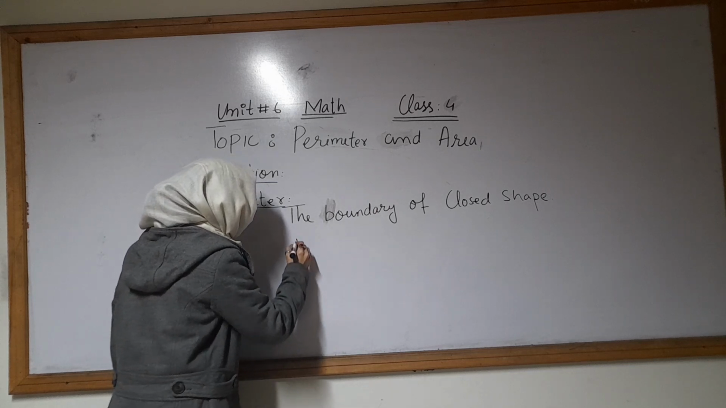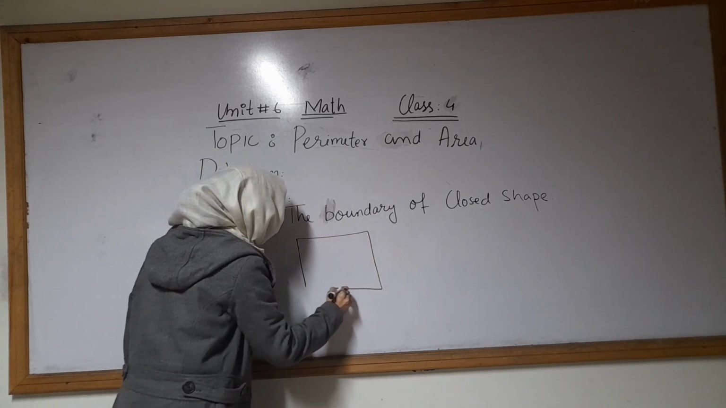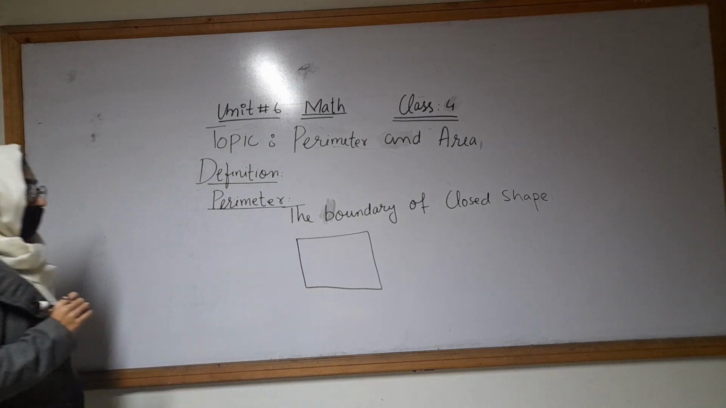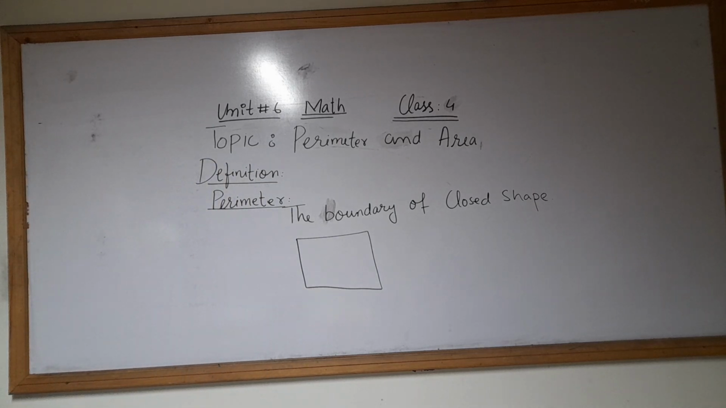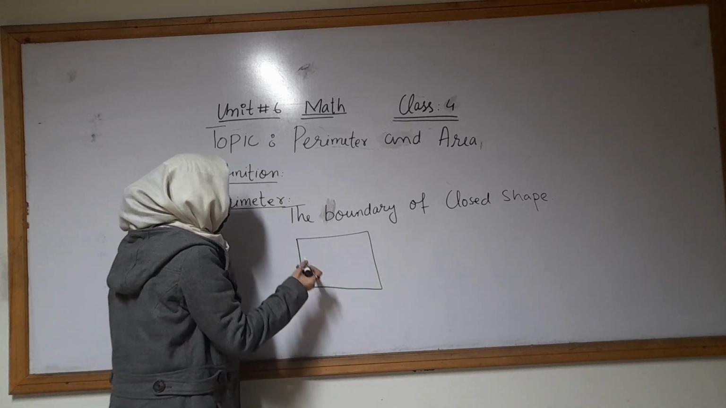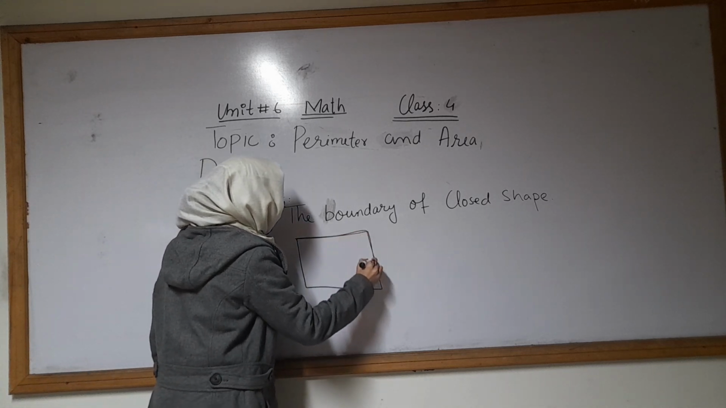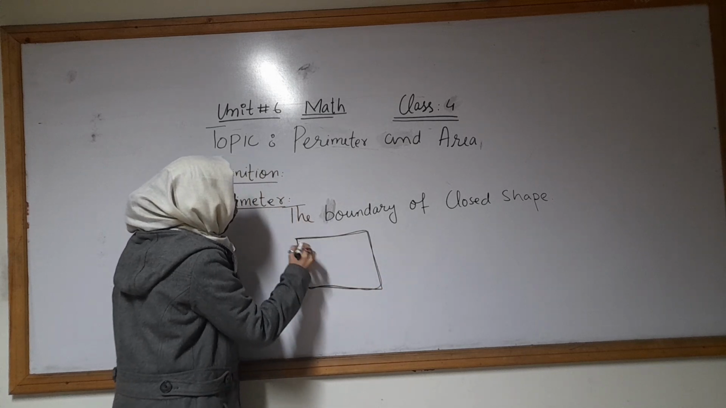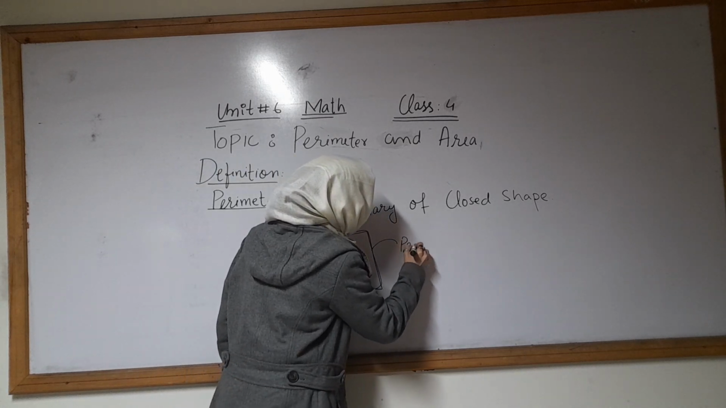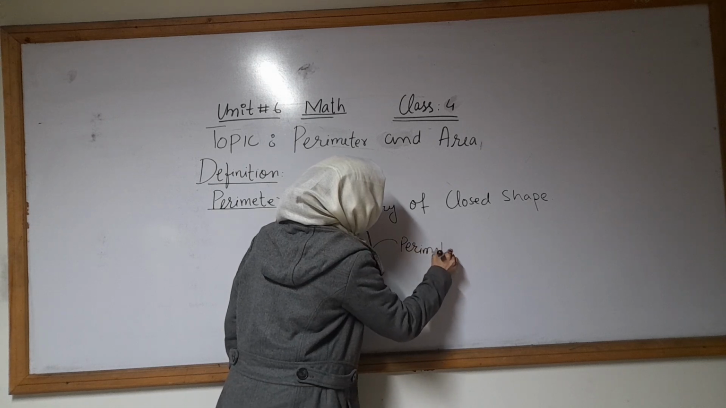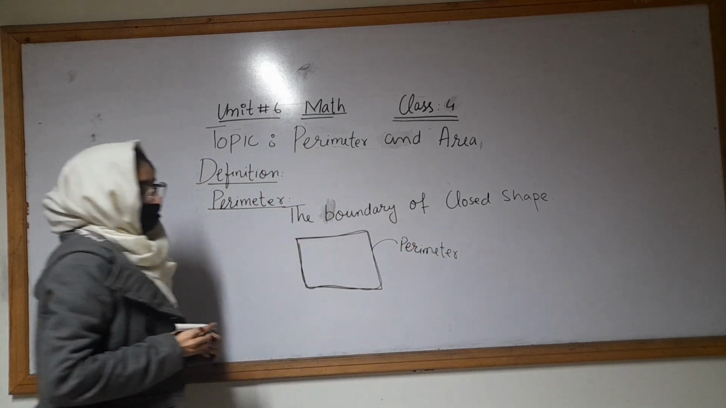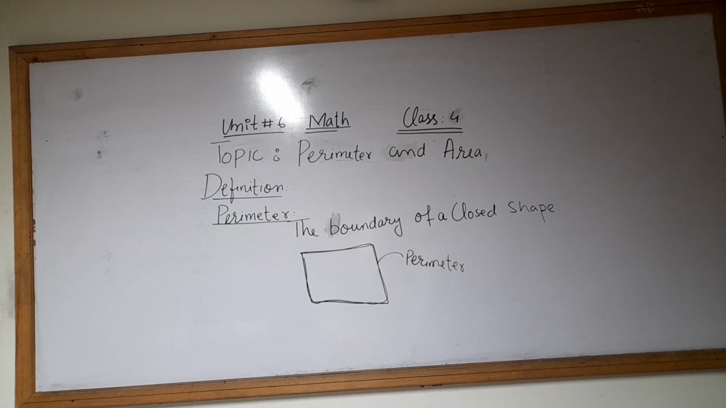For example, we have a square. Anyone have an idea about what is the perimeter in this shape? According to our definition, it is the boundary of the closed shape. For example, this is a square and this is the closed shape. The boundary of this shape is called perimeter. Now I have a video to show you. Please watch the video carefully.